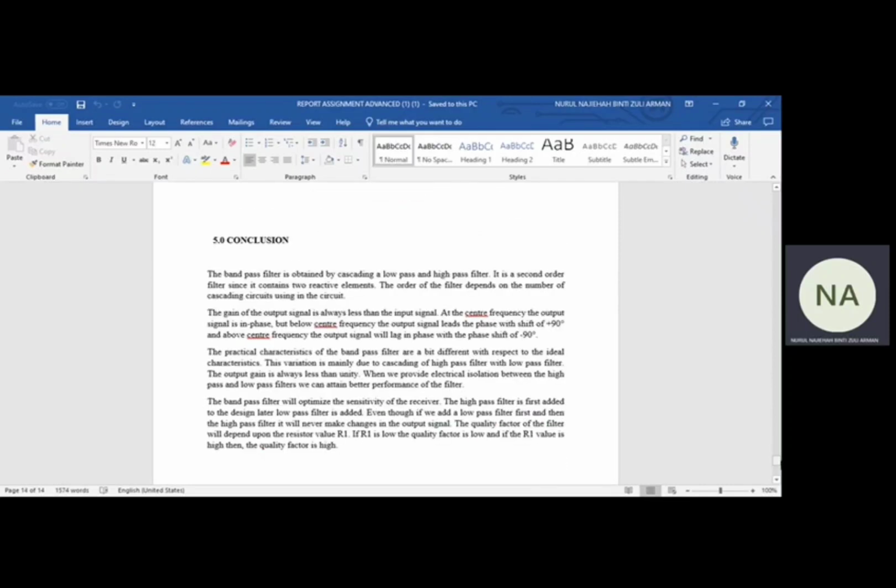As for the conclusion, the bandpass filter is obtained by cascading low-pass and high-pass filters, making it a second-order filter, and it contains two reactive elements. The order of the filter depends on the number of cascading circuits used in the circuit. The gain of the output signal is always less than the input signal. At the center frequency, the output signal is in phase, but below center frequency, the output signal leads in phase with a shift of positive 90 degrees, and above center frequency, the output signal will lag in phase with a phase shift of negative 90 degrees.